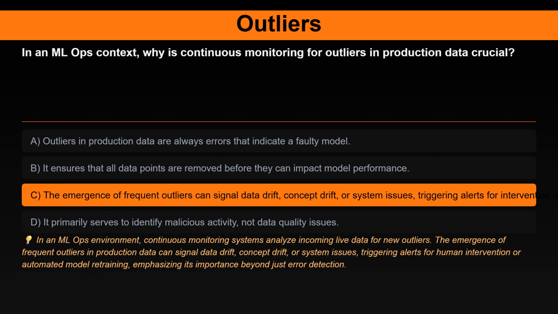The correct answer is the emergence of frequent outliers can signal data drift, concept drift, or system issues, triggering alerts for intervention or retraining. Here's the explanation. In an MLOps environment, continuous monitoring systems analyze incoming live data for new outliers. The emergence of frequent outliers in production data can signal data drift, concept drift, or system issues, triggering alerts for human intervention or automated model retraining, emphasizing its importance beyond just error detection.